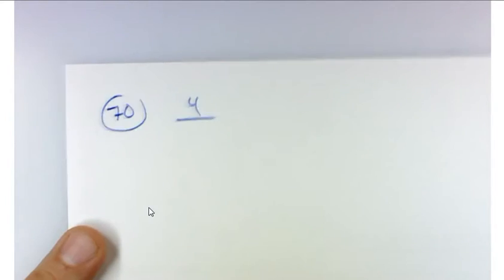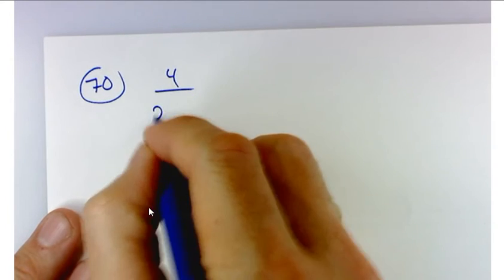Let's work on some division problems. Divide some complex numbers. We'll start with problem number 70. So 4 over 2 minus i.